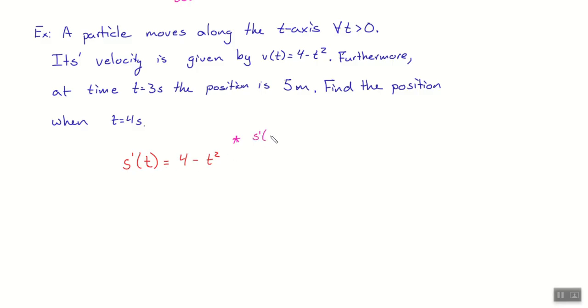S prime of t is the same thing as what? Velocity. Good. Okay. So we have that part worked out. Now, when we solve for a particular solution, which is what we need to do, we want to know where is this particle at? What is the particular position of this particle at this time? So we need a very specific, exact answer, which is our particular solution.